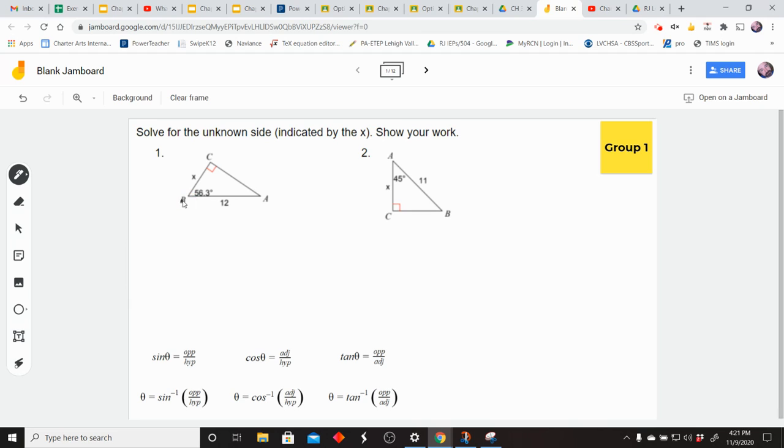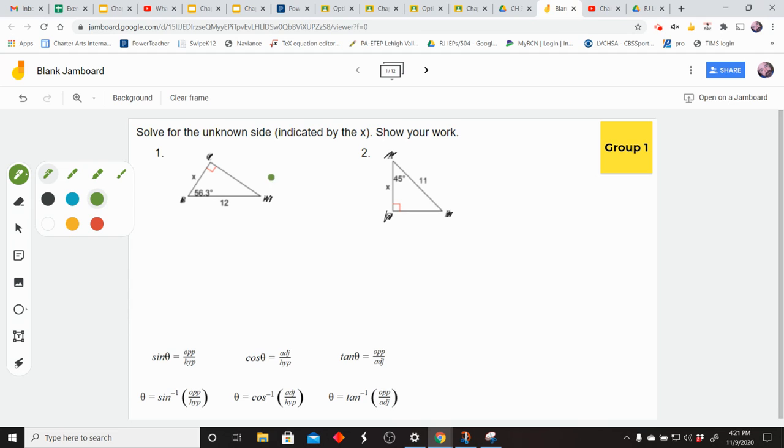Okay, so first let me cross out the program that makes these things, labels the corners A, B, and C. We don't need that. So here we are, problem 1, and we want to figure out x. When you get a problem like this, the first thing you should do is label all of the sides.